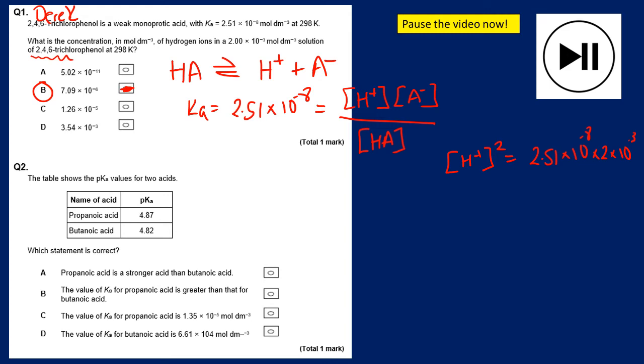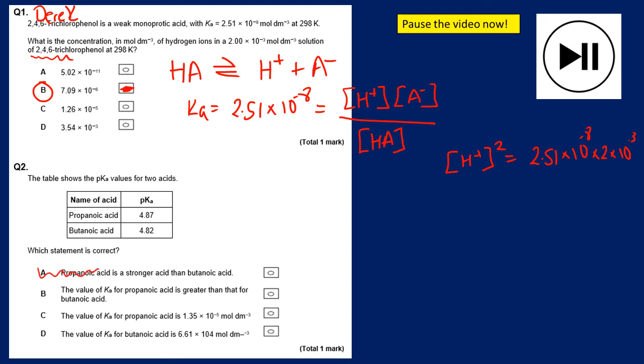Moving on to question 2 then. We've got some pKa values. Now, a high pKa means a low Ka and a weaker acid. So the butanoic acid has a lower pKa and a higher Ka. So this is the strong acid. So which is true? Propanoic acid is stronger.